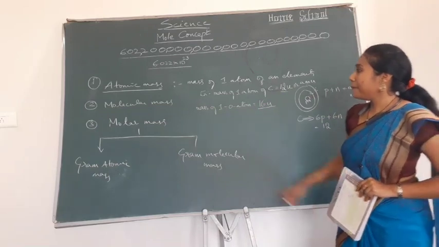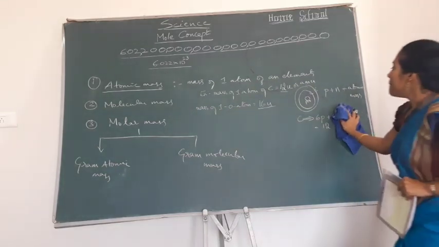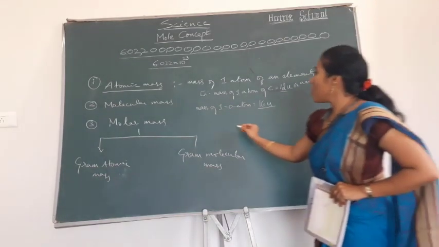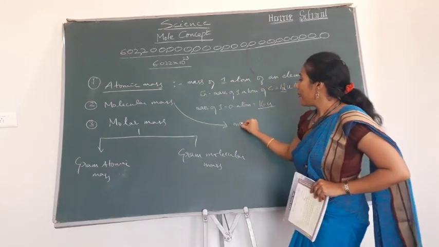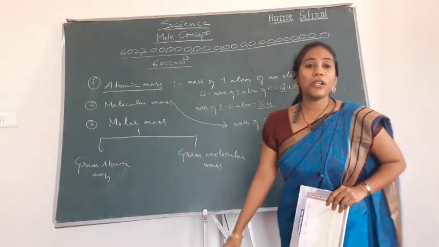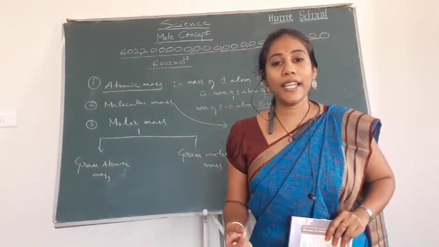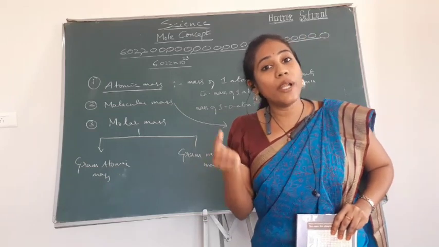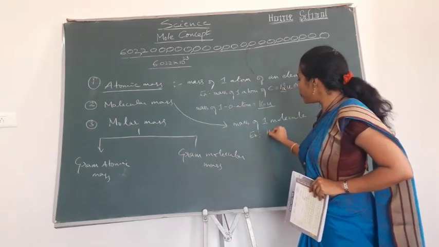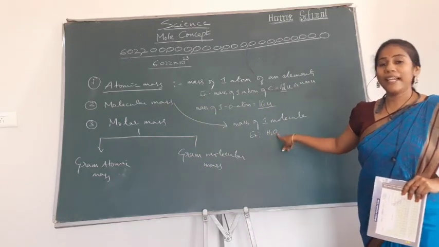And coming to the concept of molecular mass. So what do you mean by molecular mass? Mass of one molecule is called molecular mass. Say for example, what do you mean by a molecule? A group of atoms. Atoms of different elements combine to form a molecule. Say for example, I have H2O. H2O is a molecule, and this H2O is made up of hydrogen atoms and an oxygen atom.